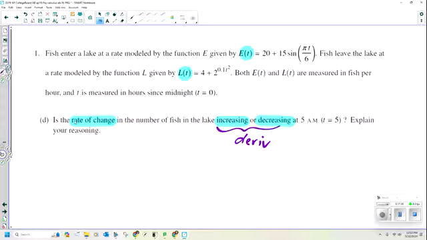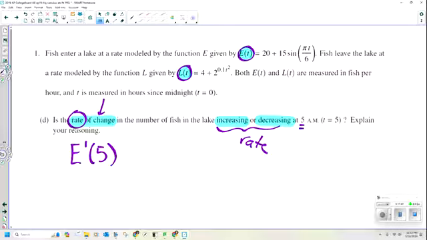So what are we taking the derivative of? The rates they gave us. So the derivative of, or in this case, we can think of it as the rate of the rate they gave us. So I don't want to find E of 5 and L of 5. I want to find E prime of 5. And I want to find L prime of 5, okay? And what I want to do is I want to find the difference between them, okay?